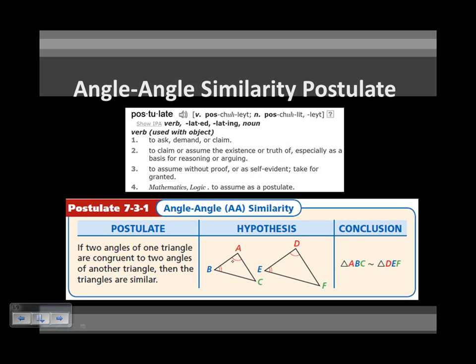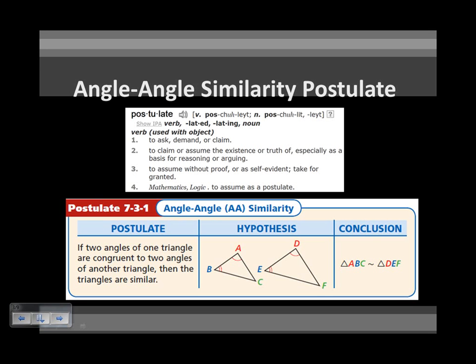So our very first postulate is the angle similarity postulate, which says if two angles of one triangle are congruent to two angles of another triangle, then the triangles are similar. How does this contrast to what we've been doing before? Before, for our definition of similarity, we had to say that all three angles in one figure were congruent to all the angles in another figure, and then all of the corresponding sides were proportional between the two figures.